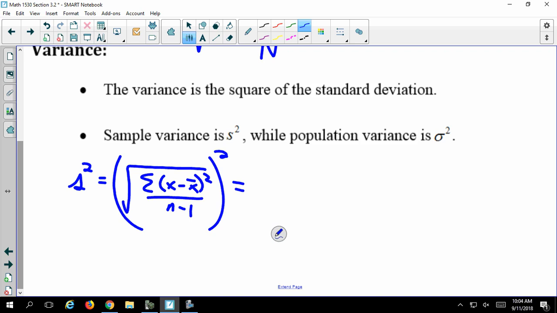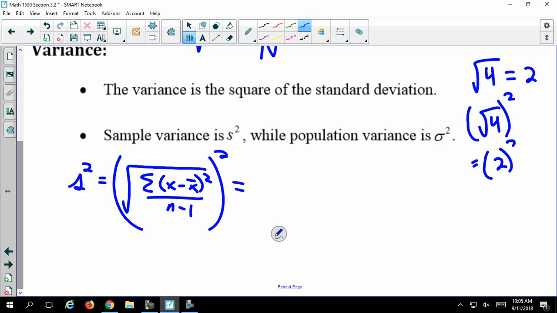If you square a square root, what does that do? So here's the square root of 4. That's 2, right? If I square that, that would be the square of 2, which is 4. So if you square a square root, they cancel each other out. They're opposite operations. If I square 2, I get 4. Take the square root of 4, I get 2. They reverse each other, right?